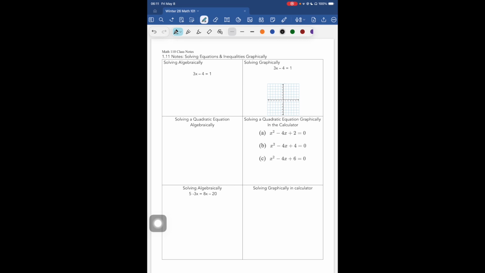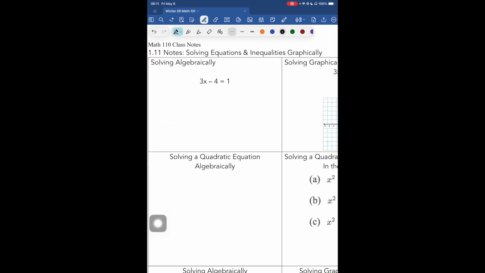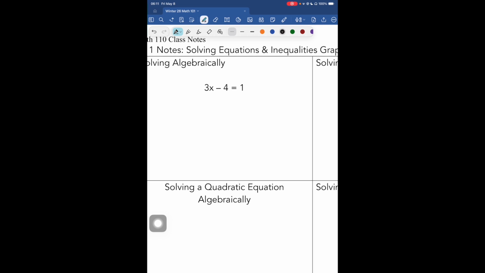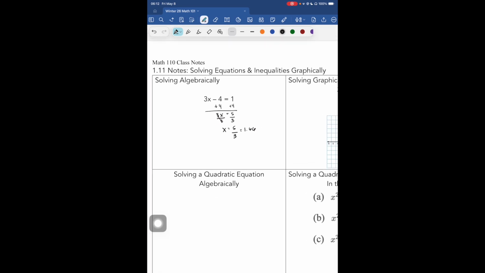And as you can see on the left-hand column, we're also going to be solving them algebraically and comparing them graphically. So let's start off with that first box, 3x minus 4 equals 1, and we're going to solve for x. We're going to eliminate the 4 to the other side to isolate the x, and we're going to eliminate the 3 to continue to isolate the x. We're going to get x equals 5 over 3, which is approximately 1.6.